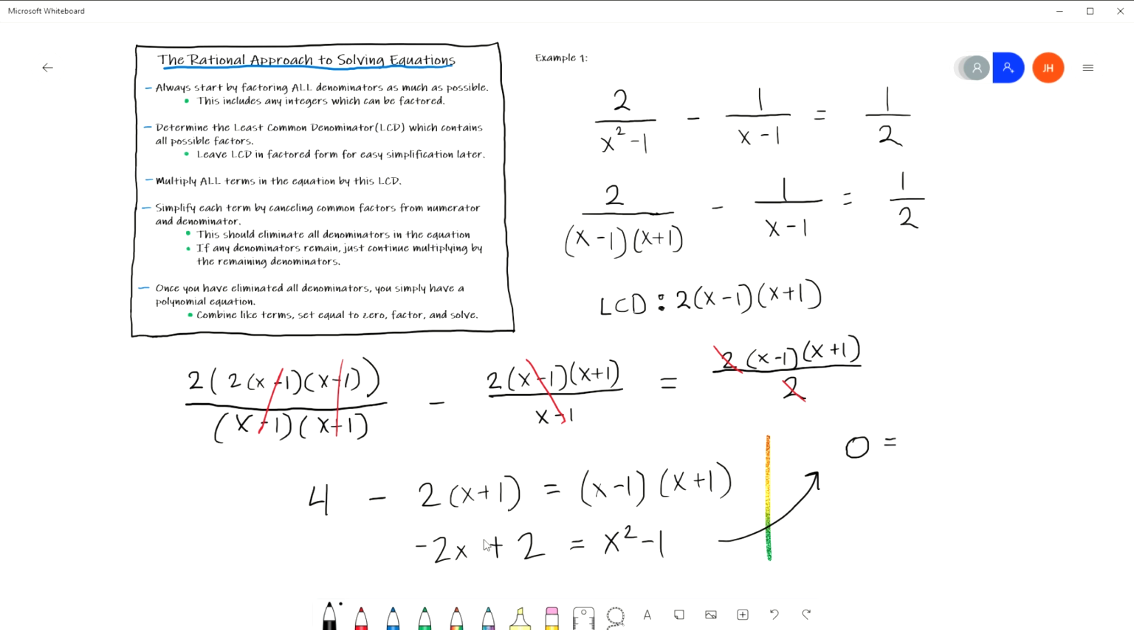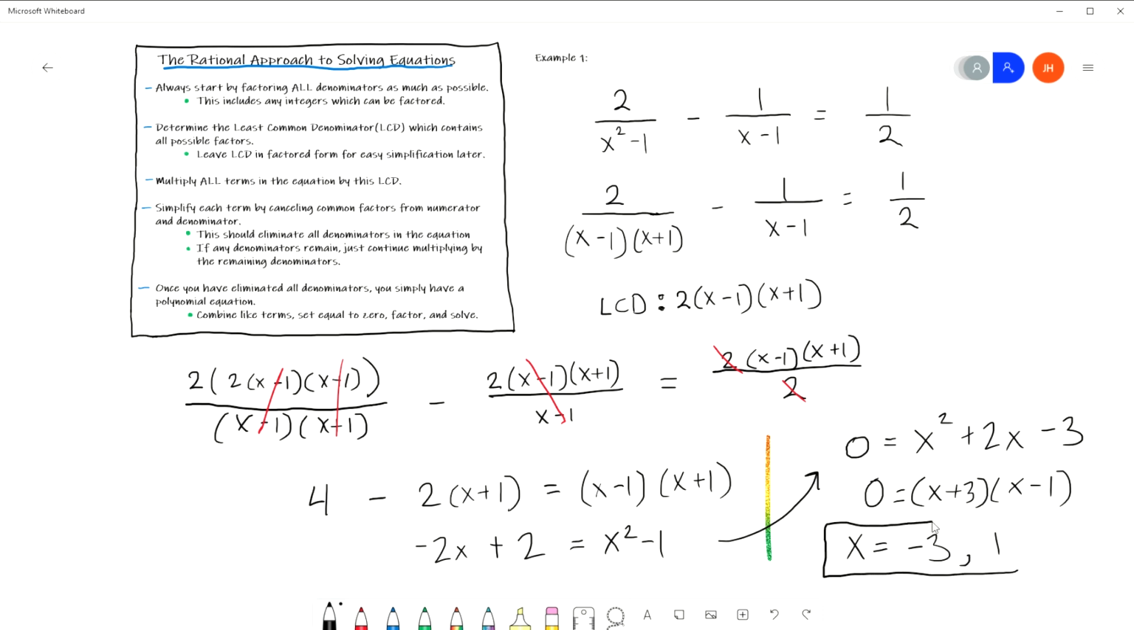I'm going to do that by adding 2x over, and so I'd have x squared plus 2x. And then this 2, I'm going to have to subtract over. Negative 1 minus 2 is minus 3. Now I just factor and I can solve it. This would be x plus 3 times x minus 1 equals 0. So I get x equals negative 3 and positive 1. And look at that, I've solved the equation.